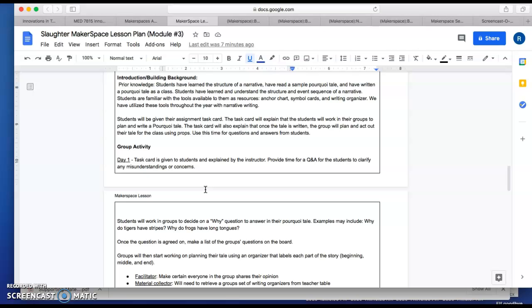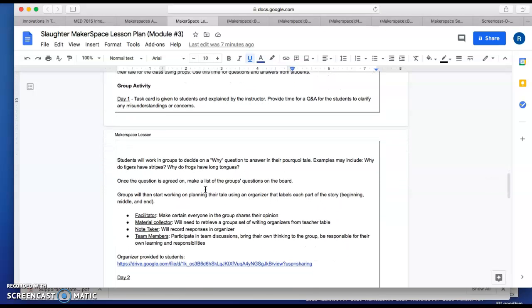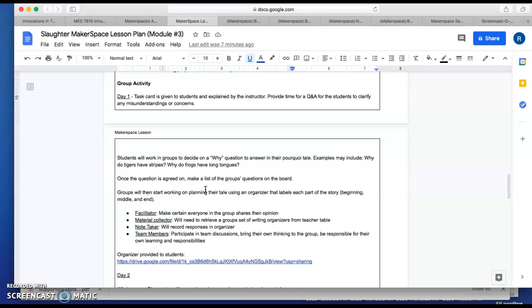All right, so since this is a group activity, for day one, the task cards are going to be given to students and explained by the instructor. As I explained earlier, I'm going to provide question and answer time for students to clarify any misunderstandings or concerns. Students will work in groups to decide a why question to answer for their pourquoi tale on the first day. Some examples may include, why do tigers have stripes? Why do frogs have long tongues? Once the question is agreed on, we will make a list of the groups' questions on the board.